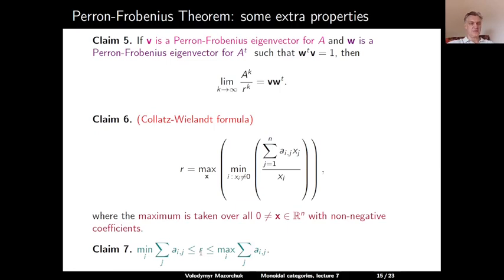And claim 7, the Perron-Frobenius eigenvalue R is greater than or equal to the minimum over all i of the row sums, sum over all j of a_ij, and the Perron-Frobenius eigenvalue R is less than or equal to the maximum over all i of such sums, sum over j, a_ij.